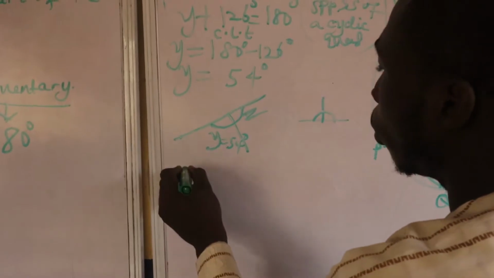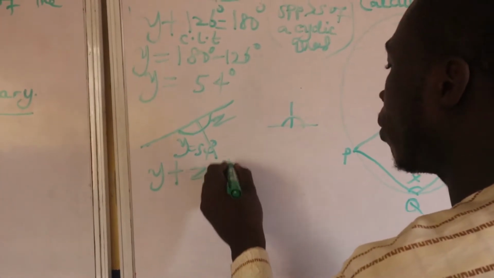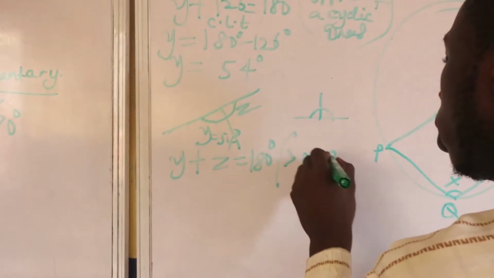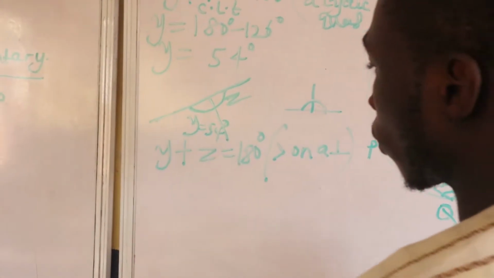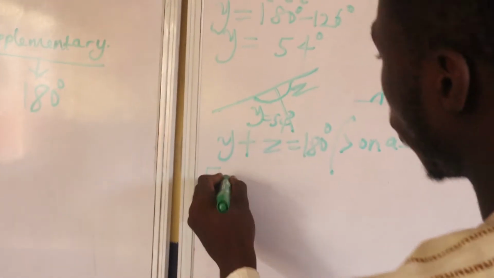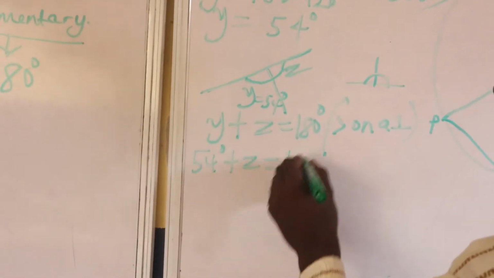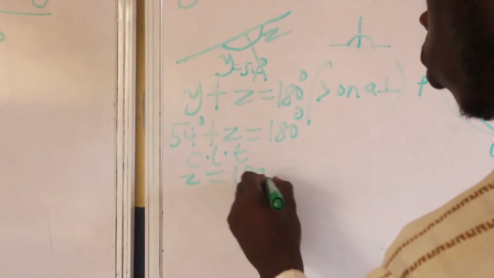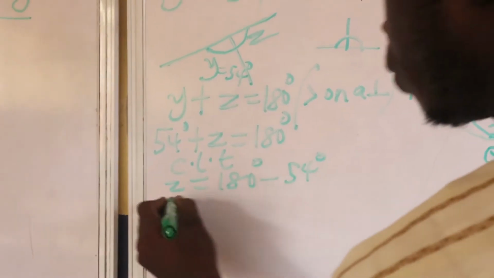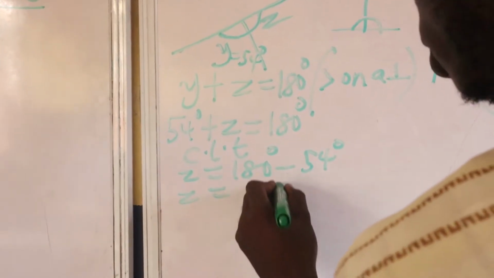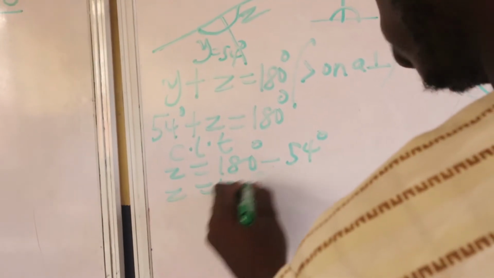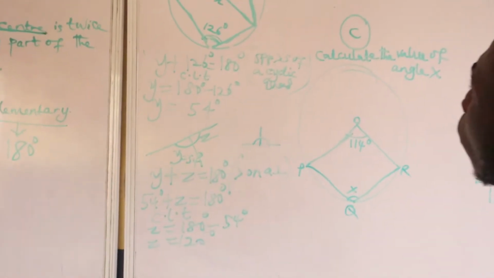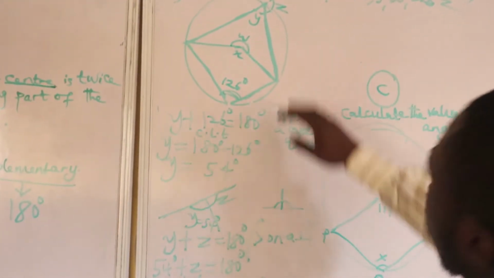And you have y to be 54. So you tell them, when you add y and z, you must have 180 degrees, angle on a straight line. So you have y to be 54 degrees plus your z equals 180 degrees. Then you collect like terms. So you have z to be 180 degrees minus 54 degrees, and that will give us 126.